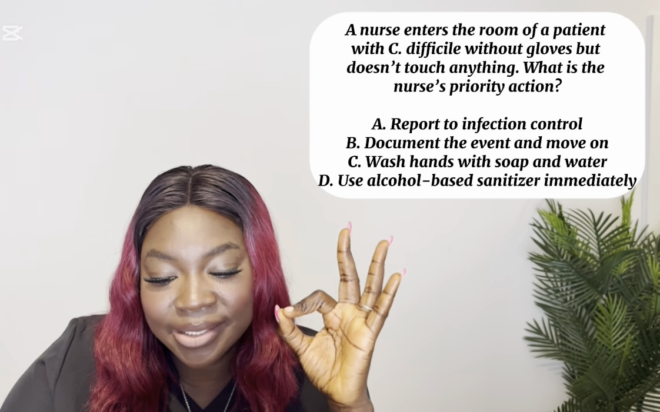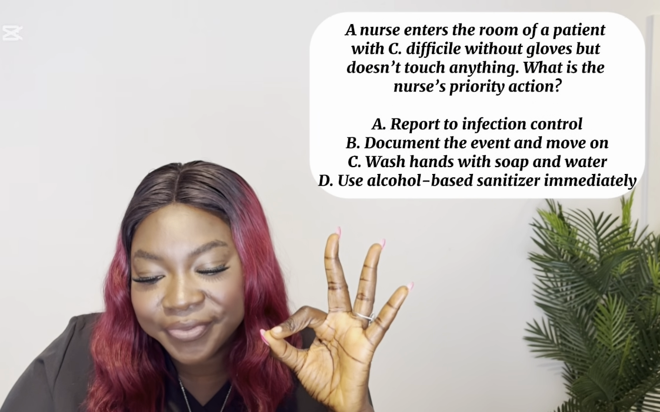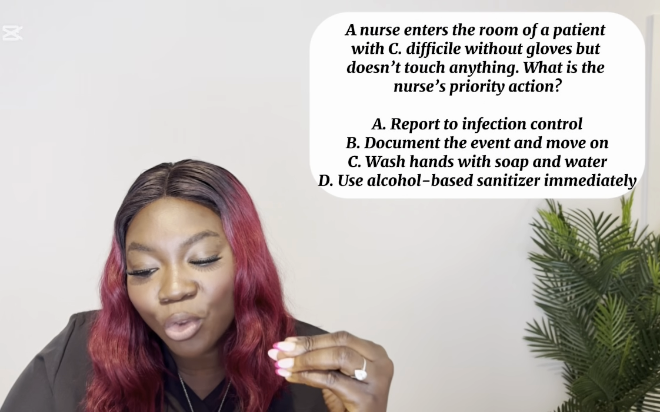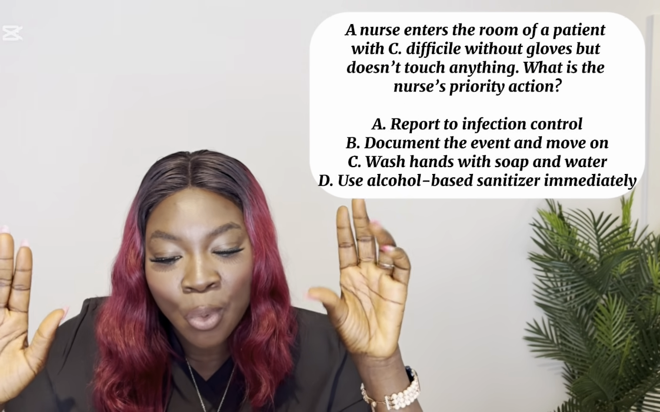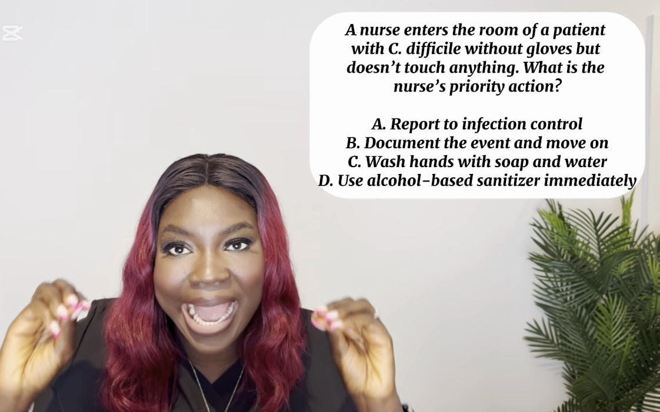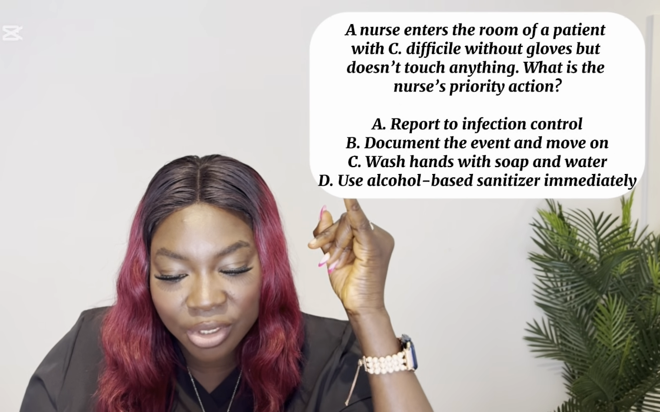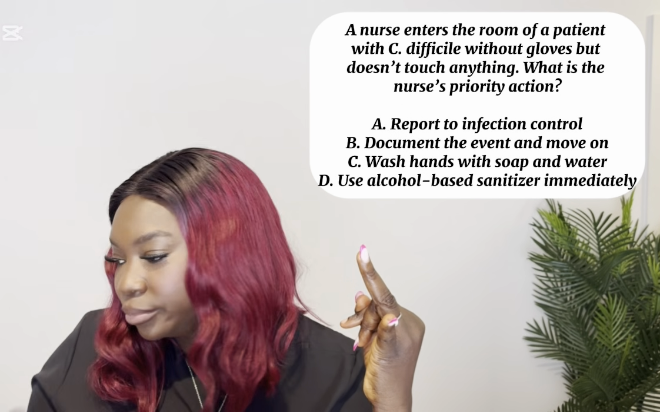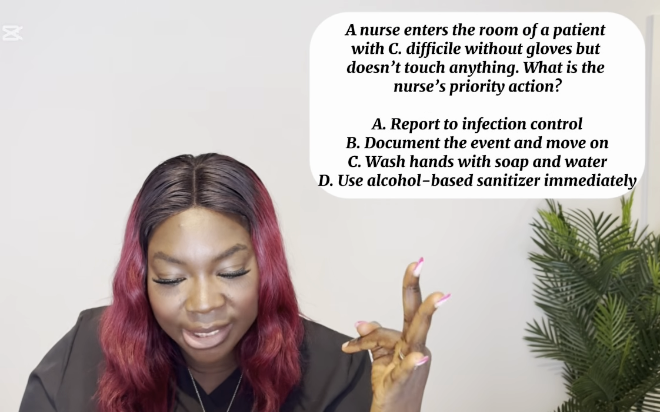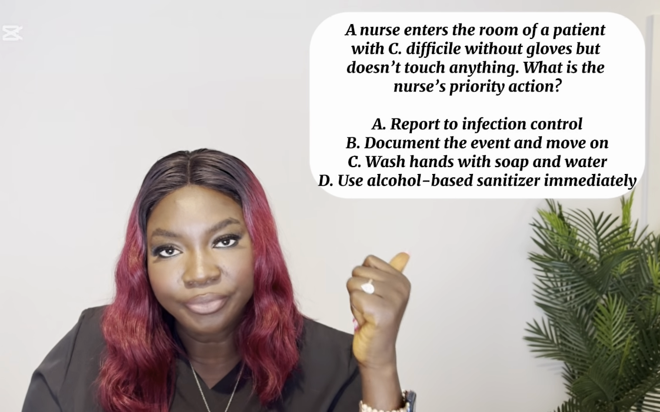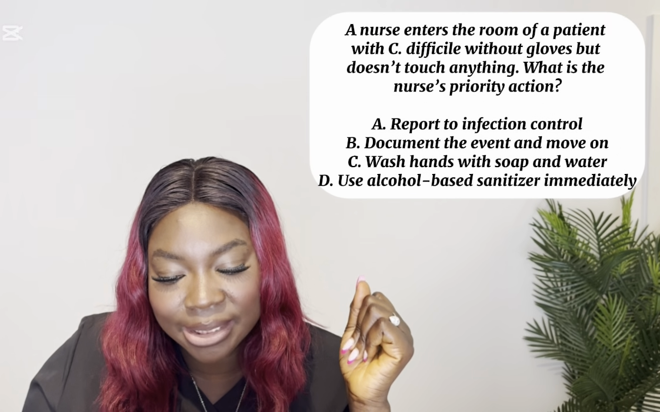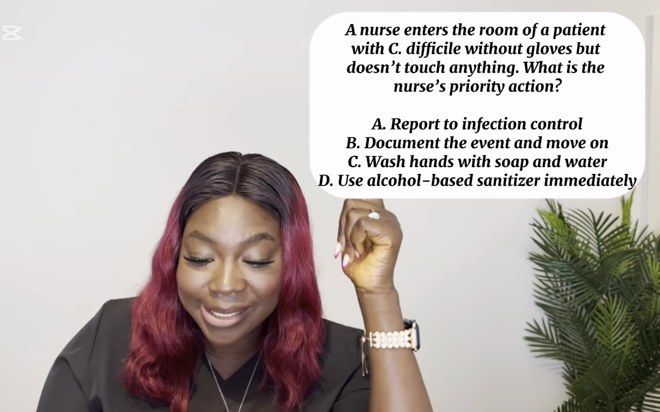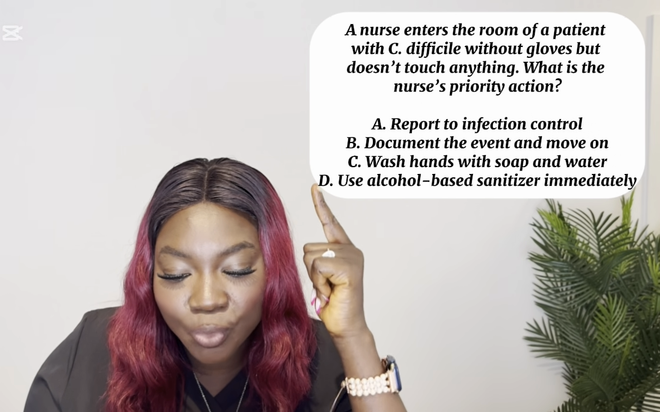A nurse enters the room of a client with C. diff without gloves but doesn't touch anything. What is the nurse's priority action? A, report to infection control. B, document the event and move on. C, wash hands with soap and water. D, use alcohol-based sanitizer immediately. I believe you know the right answer is C, wash hands with soap and water.